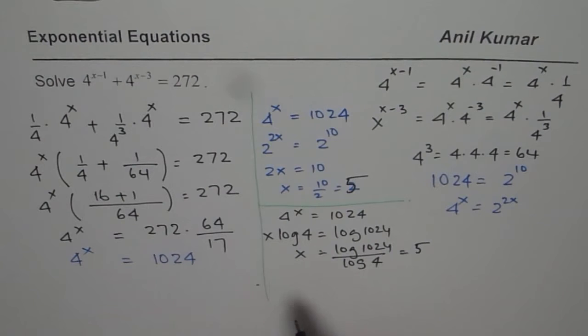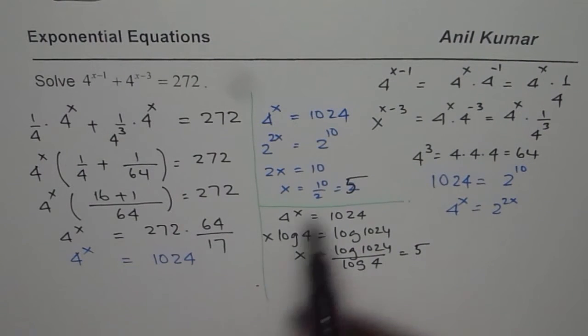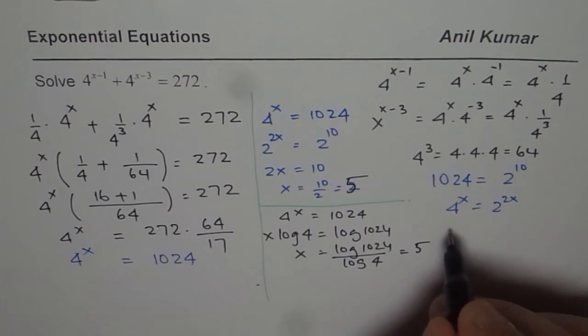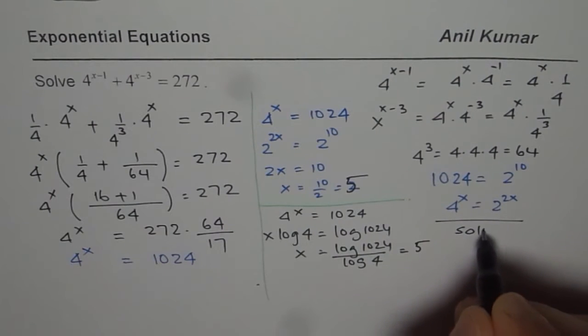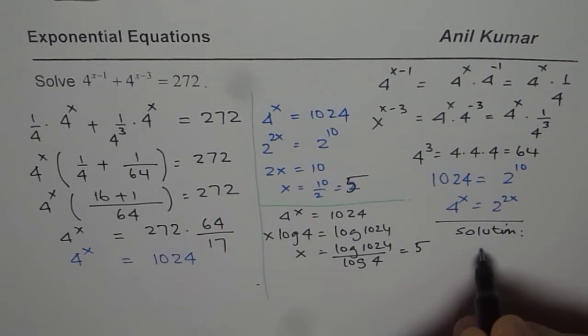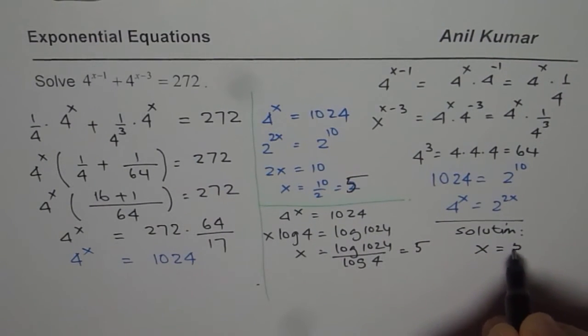So you could do either way after this, right? Use the method of your preference. So we have our solution here, and the solution is x equals 5, correct?